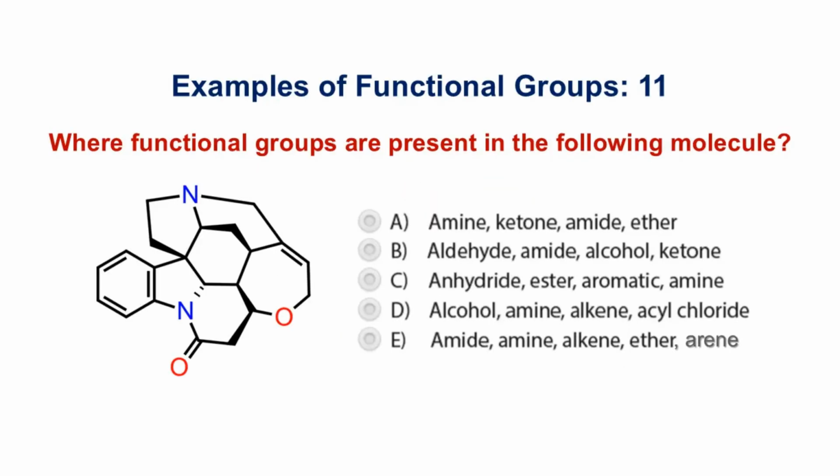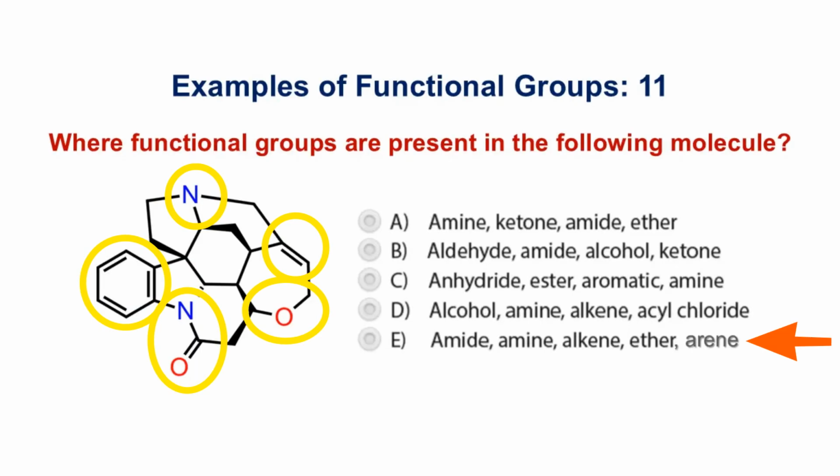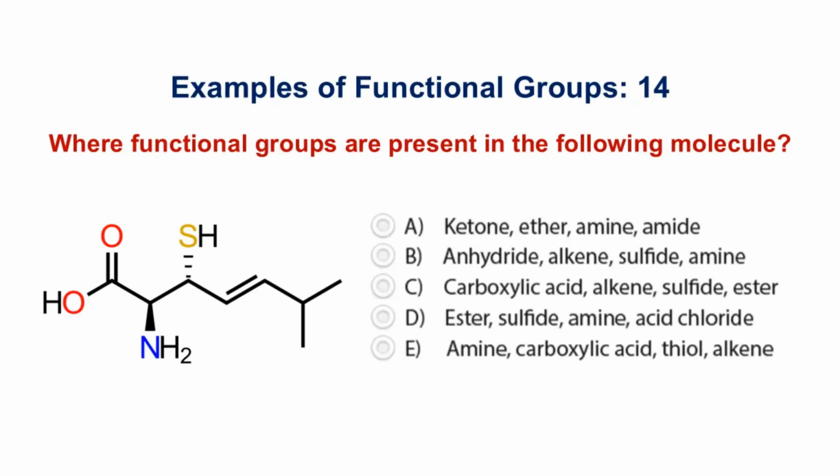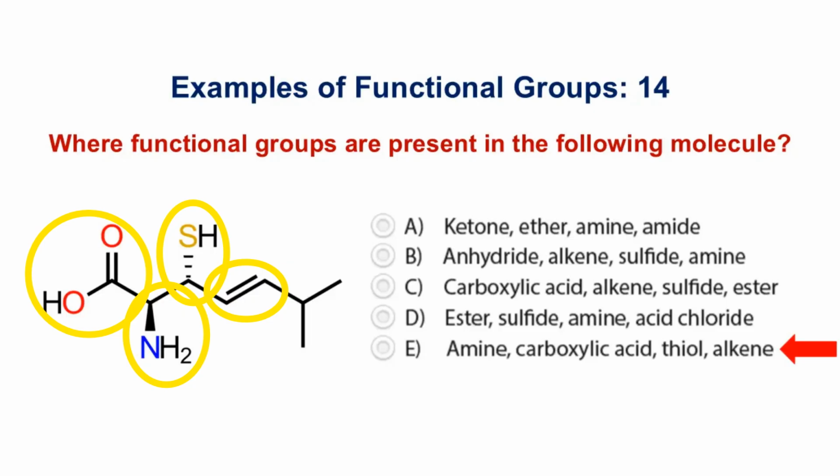Identify all of the functional groups in this molecule. The two nitrogen groups are different, with one being an amine and the other an amide. The 6-pi cycle is an arene, the C to C double bond is an alkene, and the C to O to C function is an ether. Which functional groups are found in this compound? The carboxylic acid on the left is next to an amine group, next comes the thiol, and then the alkene.